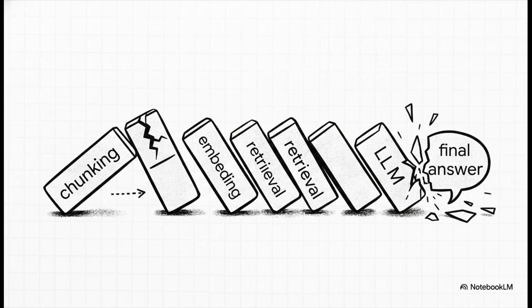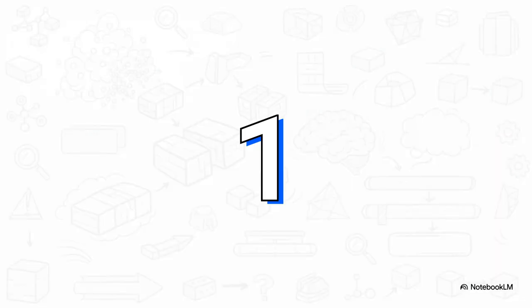It doesn't matter how amazing your embedding model is or how powerful your LLM is. They can't fix a broken input. The damage has already been done right at the start. And at the end of the day, all of this comes down to one single critical metric: recall. Recall just asks a simple question. Did our system find all of the relevant pieces of information it needed to give a good answer?